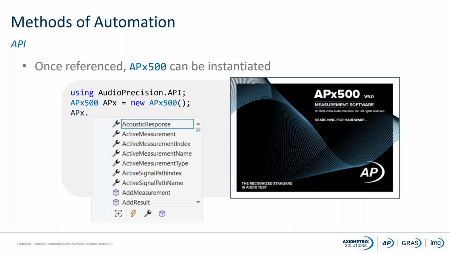Once you reference that DLL in your scripts, then you can instantiate APx500, after which all of the APIs will be available to you. So when you instantiate APx, it will also launch the software if it's not already open.